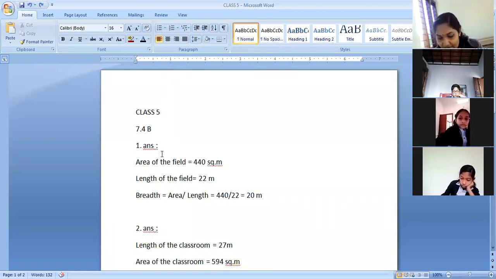So area is given in the question. Length also given in the question. What we need to find? We need to find its breadth. Clear? So answer 1, write down the information or data given in the question.